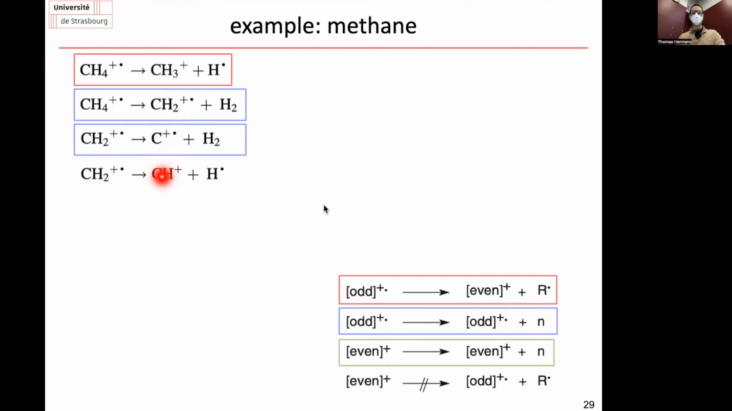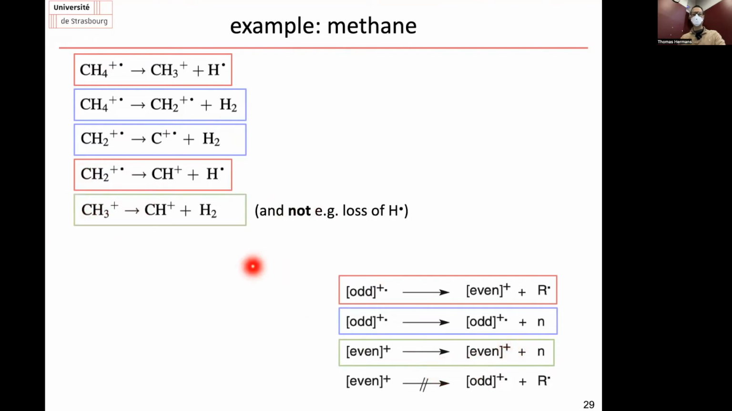Same fragment, you make CH plus a radical. Yes, it's also allowed. Lastly, CH3 plus, so it's an even number cation, and we're going to do this one. Yes, that's also allowed. But if I have this fragment, I cannot have, for example, the loss of hydrogen radical. That would be this rule, where I start from an even number ion, and I would have to make an odd number ion plus H radical, and so that's not allowed. Okay, so those are the rules.